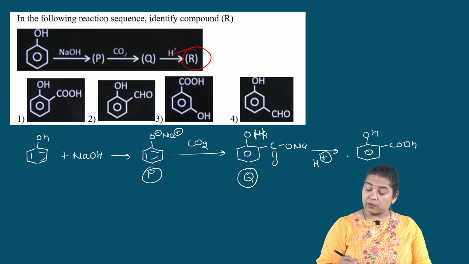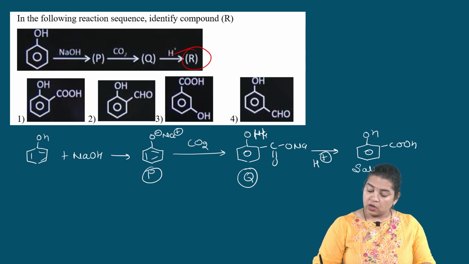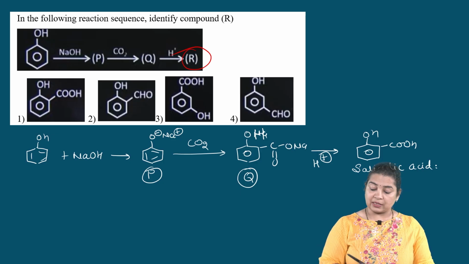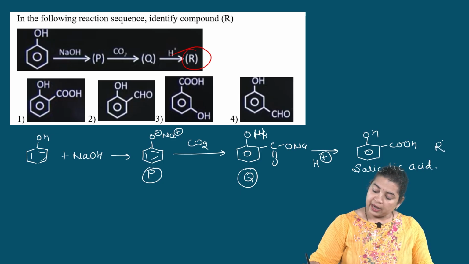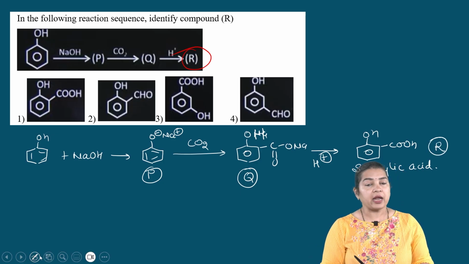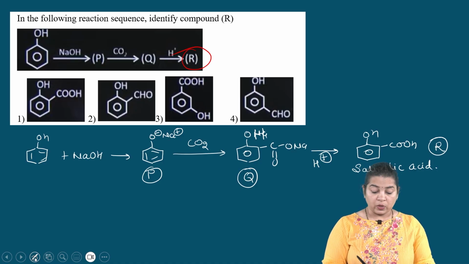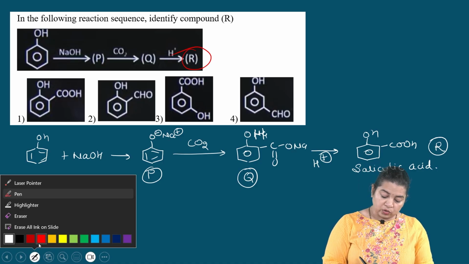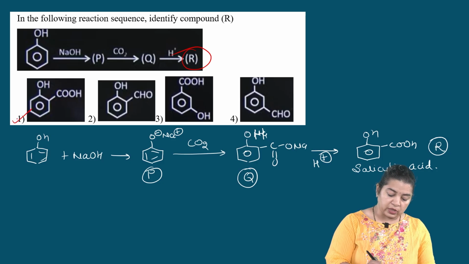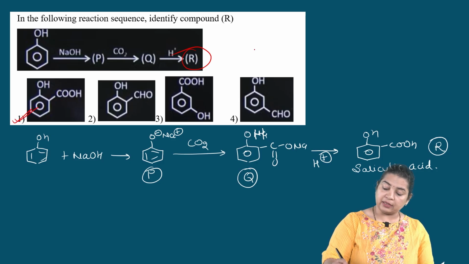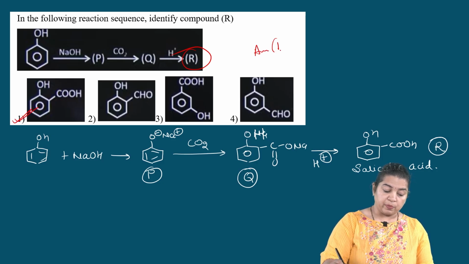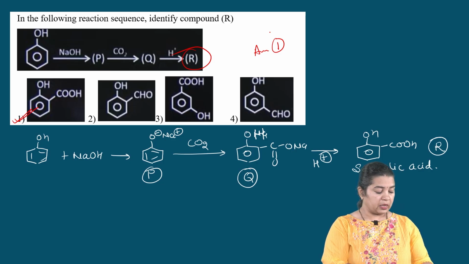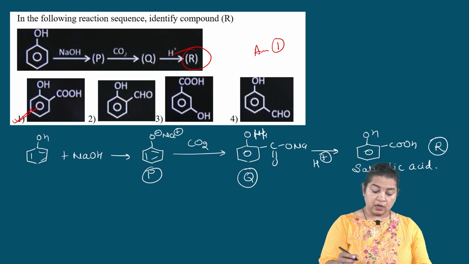This is a very famous compound. I think all of you are aware of it. Salicylic acid is formed as a major product and is given name R as per the sequence given. So what we are looking for is orthohydroxy benzoic acid, and then the answer for this will be first. Is that right? The answer is first.